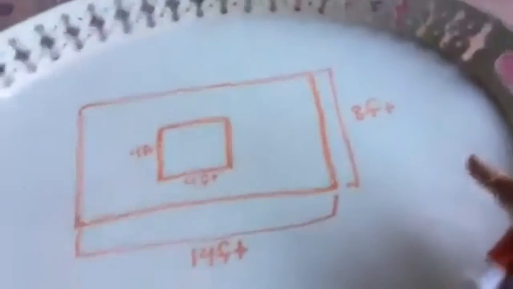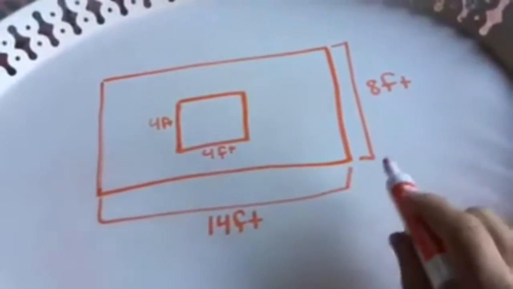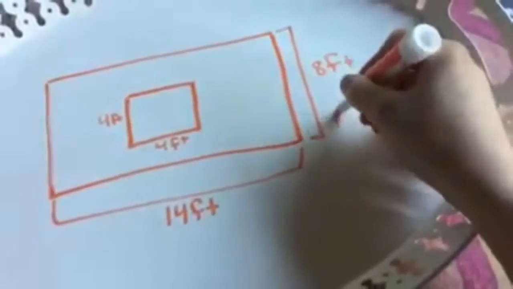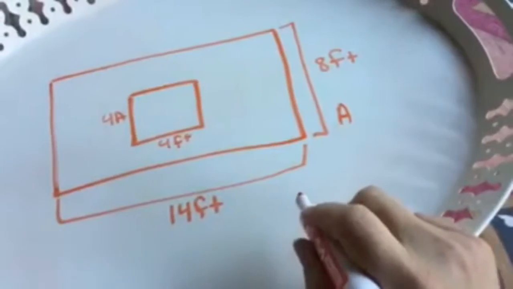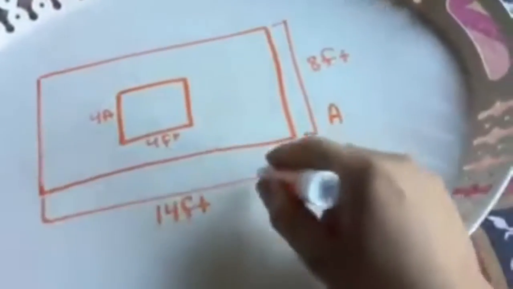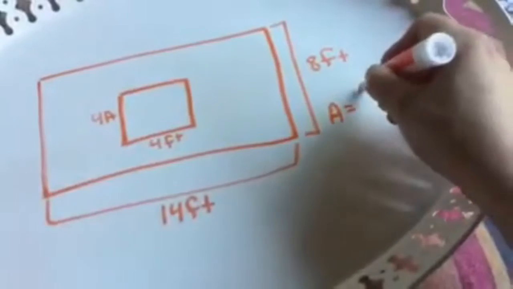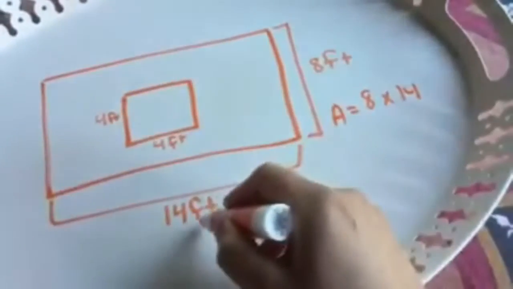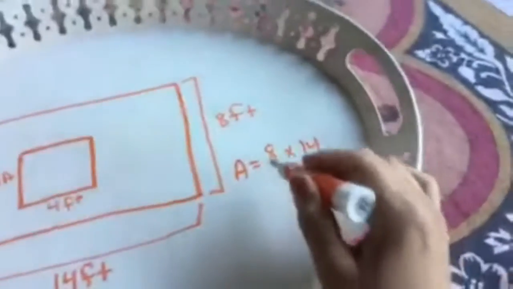The first thing you need to do is calculate the area of the larger rectangle. And remembering that area is going to be my length times my width. Let's say my area is 8 times 14, and I will add back my units of measurement, but for the sake of easy mathematics, I'm just going to put 8 times 14 at this moment.